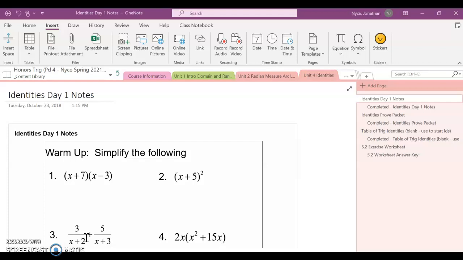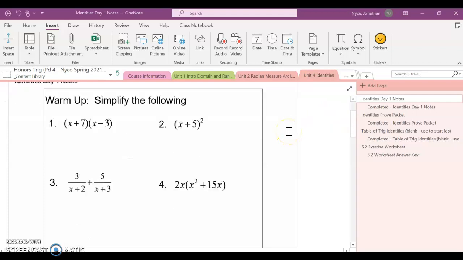Under the Unit 4 Identities tab in OneNote, there should be a file called Identities Day 1 Notes. In there, the first slide is a warm-up. It's some algebra review. So pause this video, take a few minutes, go through those 4 algebra review questions, and then once you're finished, come back here to the video and check your answers.